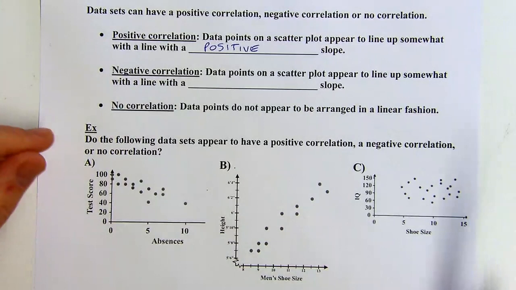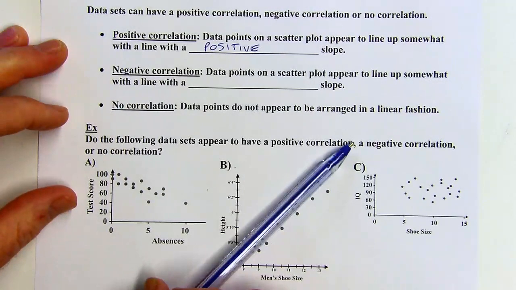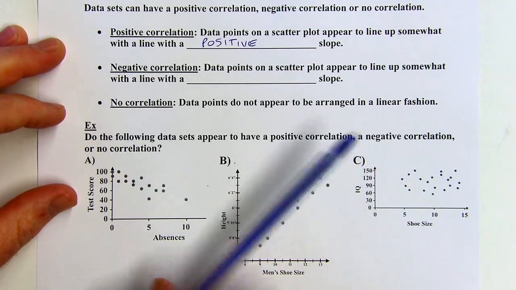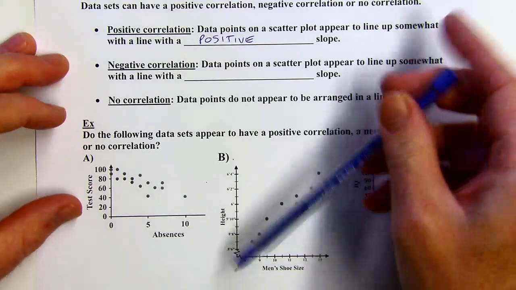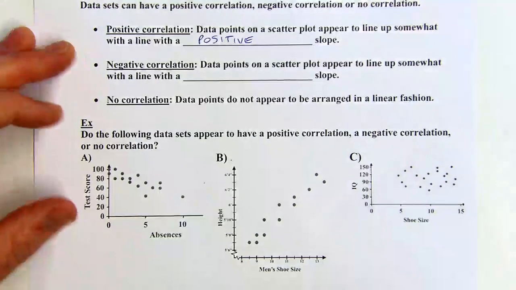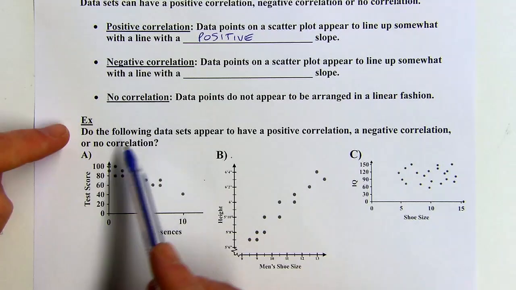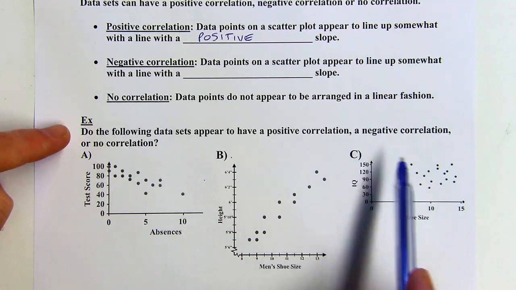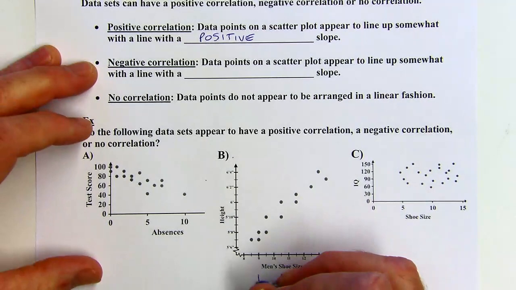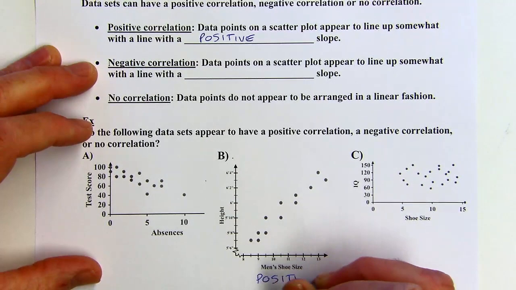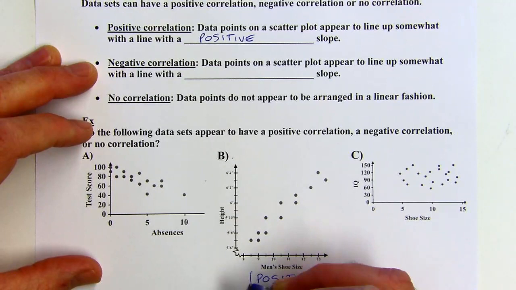If you look at these 3 examples, this one seems to have a positive correlation because it looks like those kind of line up with a straight line that's going uphill. That's the question it's asking: do these appear to have positive, negative, or no correlation? So this one appears to have positive, and it makes sense if you read it.